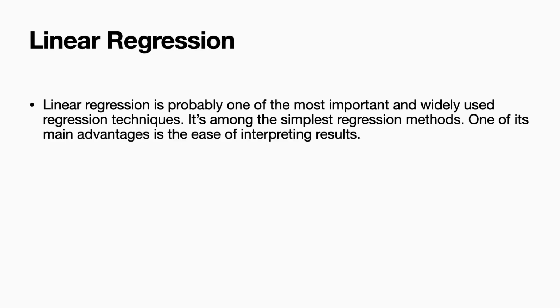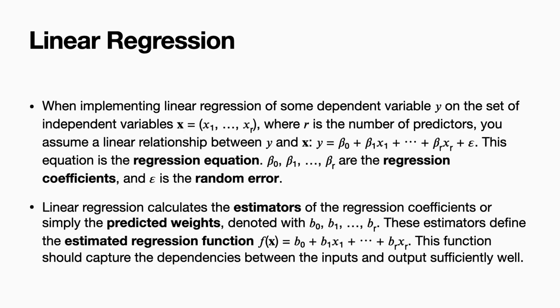Linear regression. Linear regression is probably one of the most important and widely used regression techniques. It's among the simplest regression methods. One of its main advantages is the ease of interpreting results. When implementing linear regression of some dependent variable y on the set of independent variables x = (x1, ..., xr), where r is the number of predictors, you assume a linear relationship between y and x: y = β0 + β1x1 + ... + βrxr + ε. This equation is the regression equation. β0, β1, ..., βr are the regression coefficients, and ε is the random error.